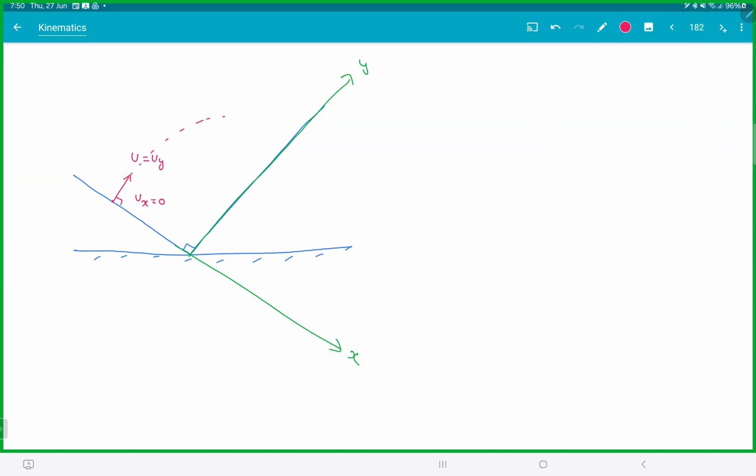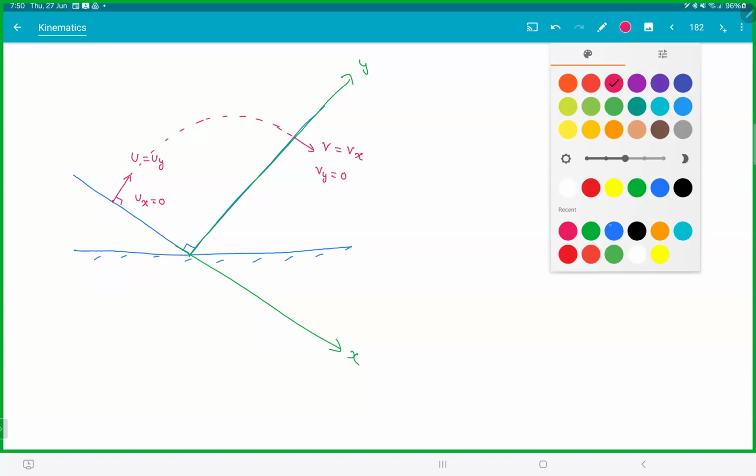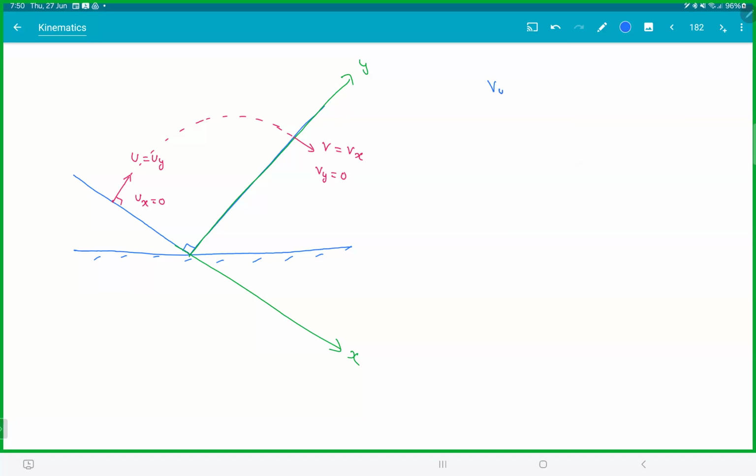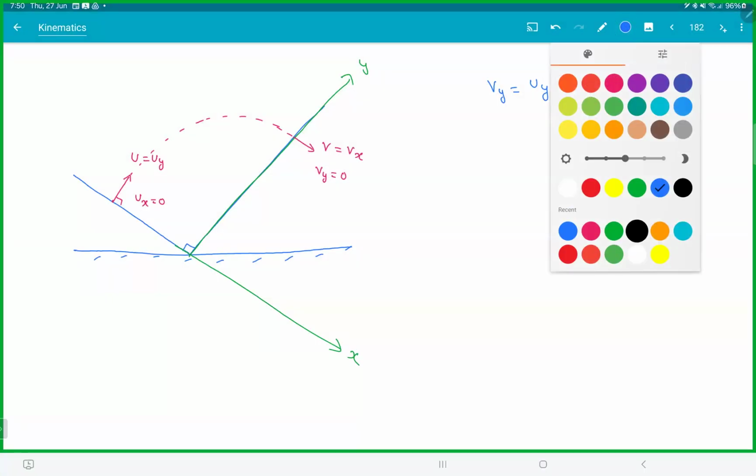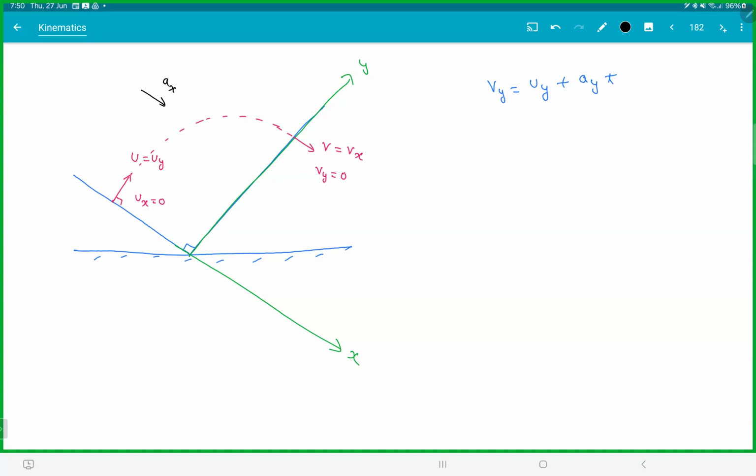Now when you go from here and land here, this is your Vx, whereas Vy is 0. So when you're launching, Ux is 0. When you're landing, Vy is 0. Is this making sense? By choosing both the inclines as perpendicular, your life becomes easy. So I can use the equation Vy equals Uy plus Ay t. Now be careful, we have to divide the components. This is your Ax, which is g cos 30, and this is your Ay, which is g sin 30.